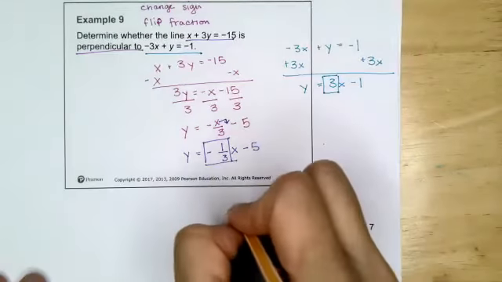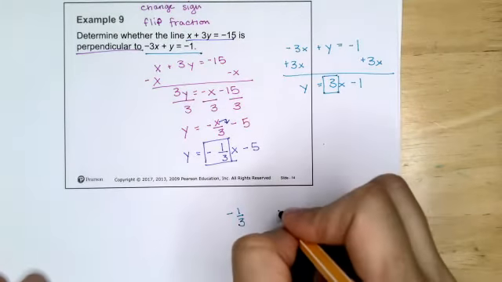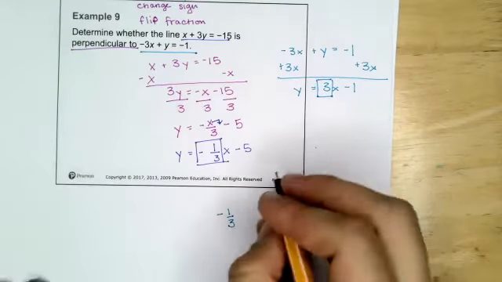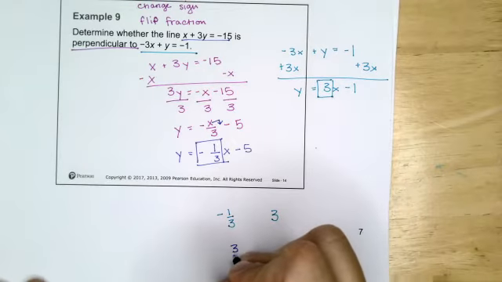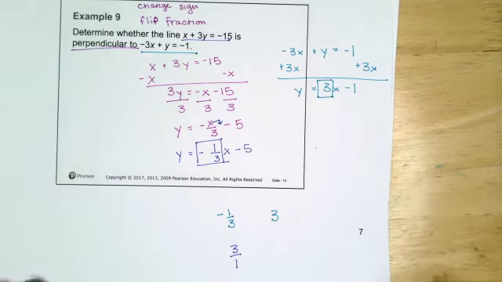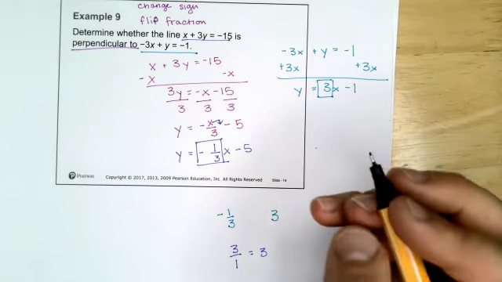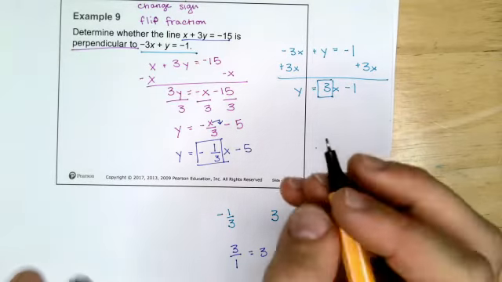Is negative 1/3 the opposite reciprocal of a positive 3? I have opposite signs, and if I was to flip this fraction, I would have 3/1. 3/1 is 3 because 3 divided by 1 is 3. So these are opposite reciprocals. So these are perpendicular.